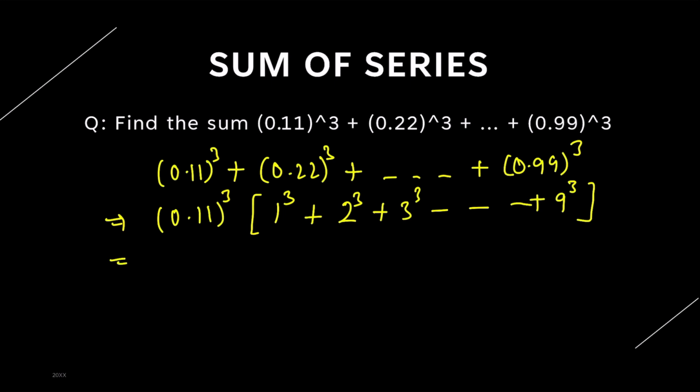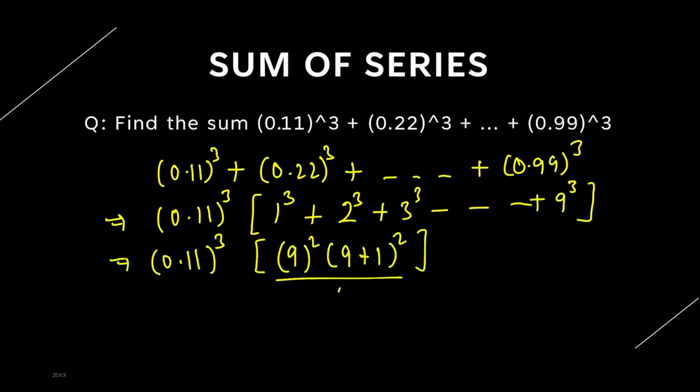Now, do you know the formula for this? This is 9 square, 9 plus 1 whole square by 4. Is it not the formula? n square, n plus 1 whole square by 4. And this is our final answer, what we are looking for. I hope this is clear. We have used the formula for the sum of cubes of first n natural numbers.